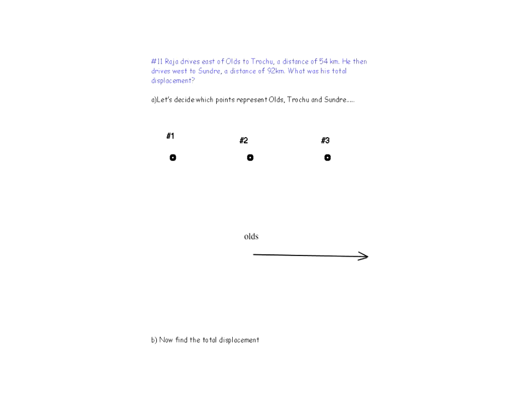And it says that's going to be Trochu. So now we label Trochu here, and we label how far we've gone, which is 54 kilometers. Okay? After that, it says he's going to drive west, so the other direction. And it says he's going to go to Sundre. Now it says he's going 92 kilometers, which means that this arrow is going to be longer than the other one in the other direction. And this arrow is going to be showing us where Sundre is. Does that make sense how we did that, guys?